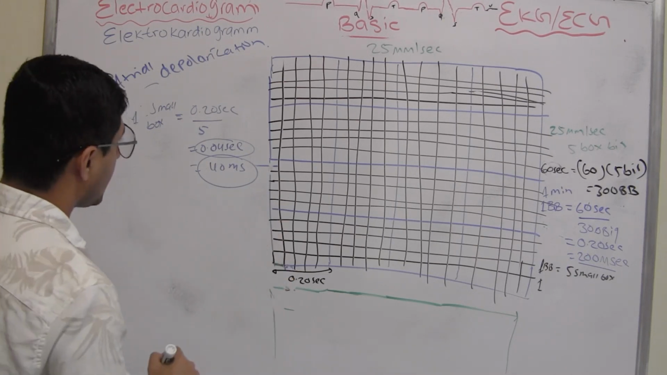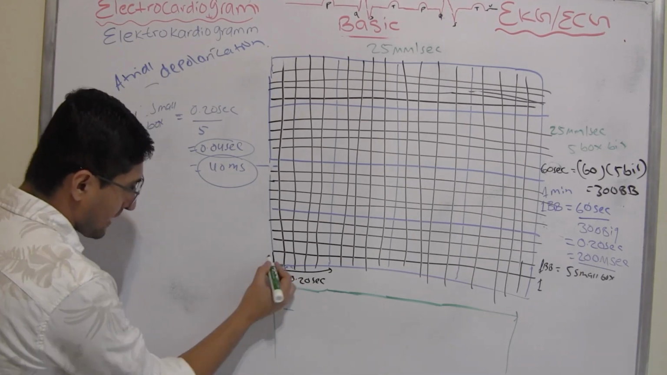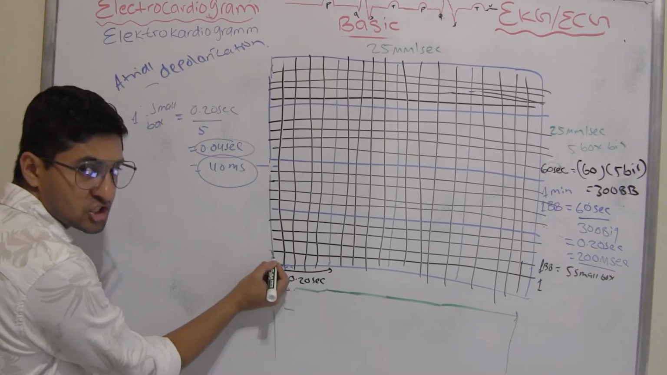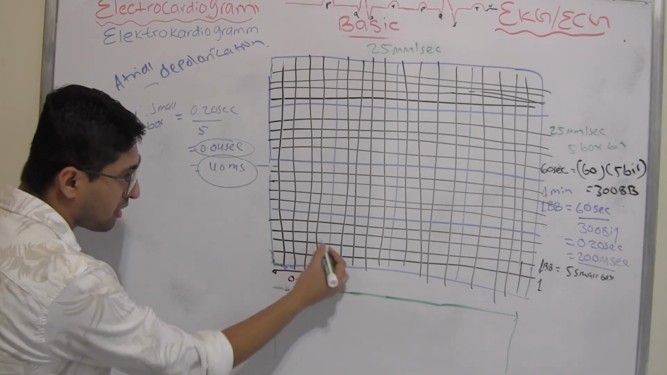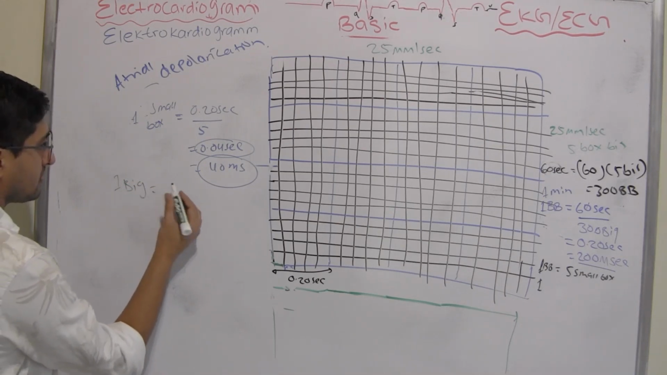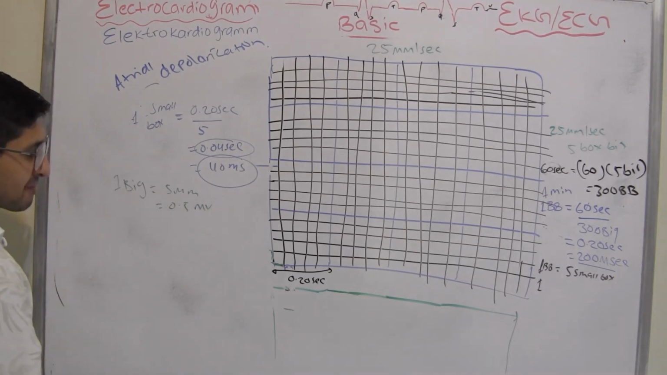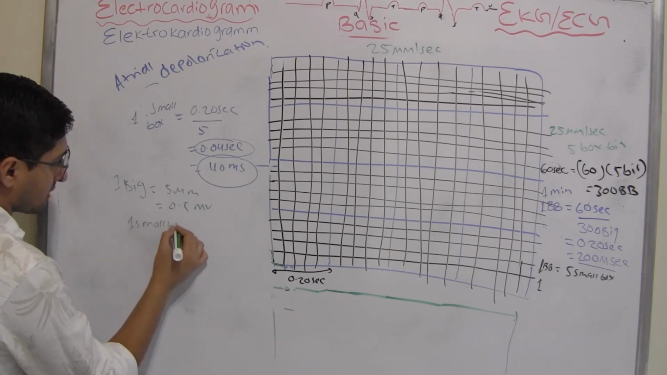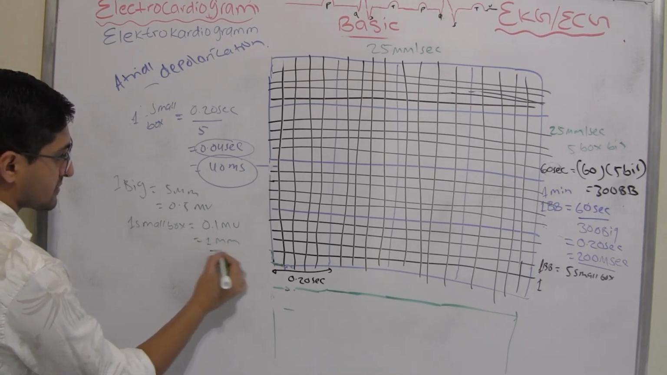Because when we draw a graph, we have to understand something else, because we're just talking about horizontal right now. You see this right here, from here to here, this point represents the voltage, millivolts. Usually one big box is about 0.5 millivolt. That means each small box is 0.1 millivolt or 1 millimeter.